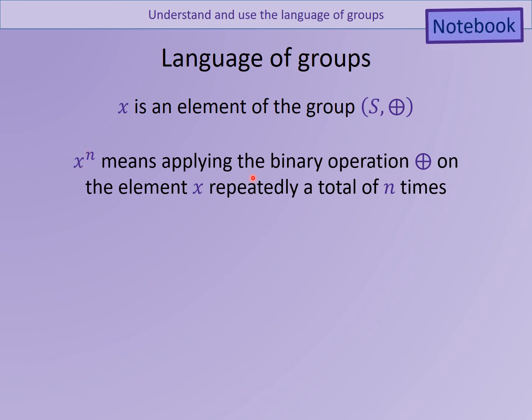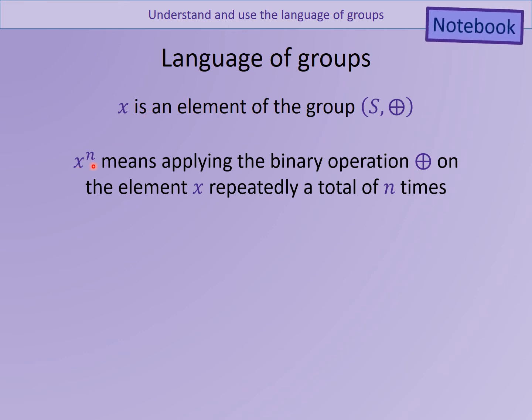X^n means you apply that binary operation a certain number of times. Say this binary operation is addition. I could take any number in the group and add it to itself, and that would be x squared, because I'm taking the number itself and doing the binary operation on itself. So if the operation was addition and I wanted the number 5 as my element, then 5 plus 5 would be 10.